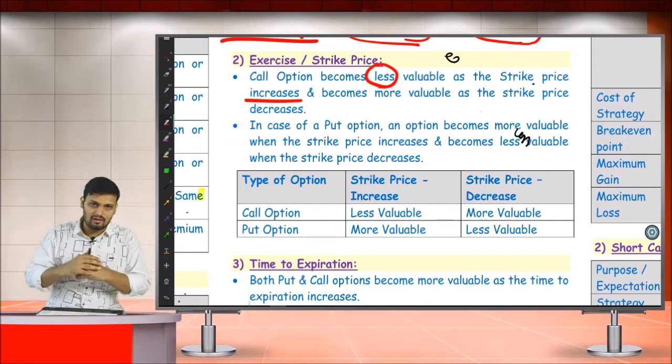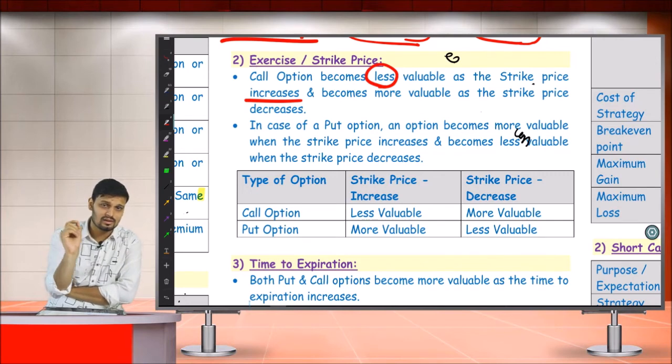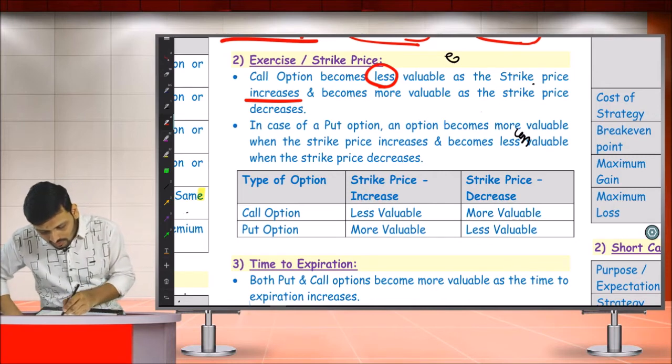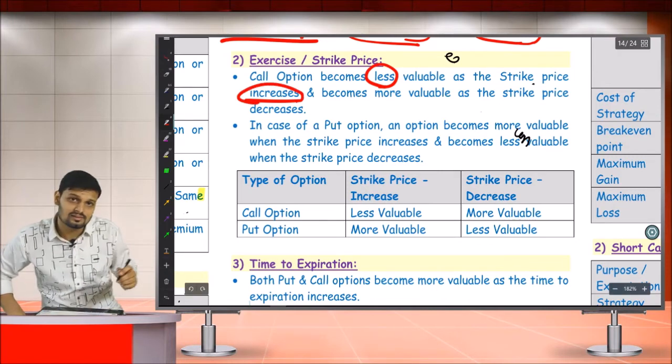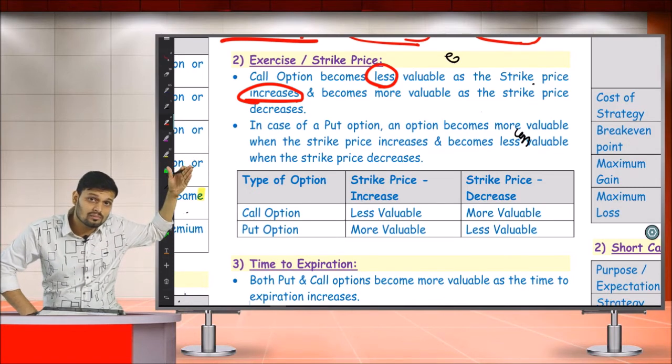Now I will give you a fresh example. 195, 196 is the current market price. If you want to buy it at 190, can I tell it is in the money? In the money, you will have to pay higher premium. That is what they have told here. As the strike price increases, if you increase your strike price to 200 rupees, now it is out of the money.